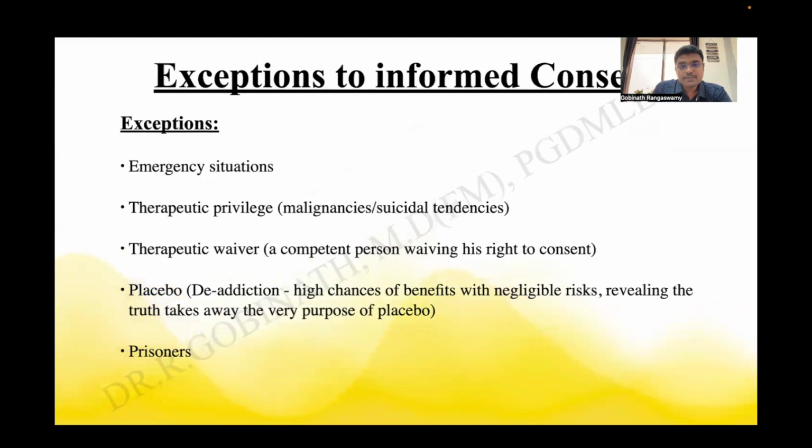What are the exceptions to informed consent? They are emergency situations. Whenever the life of the person is in danger, we need not ask for the consent of that particular patient. Then there is therapeutic privilege: in cases of malignancies or suicidal tendencies, consent is not needed from the patient. You can always communicate it to the relatives or the next of kin.